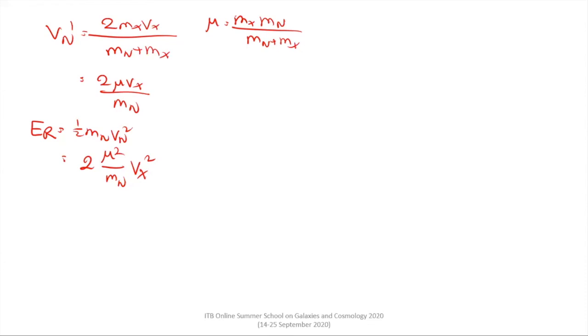Let's see, what's the typical recoil energy that we have? We plug in the value of v chi, the dark matter velocity, to be 10 to the minus 3 c. What's the typical value of mn, the nucleon mass? Well, it depends on the target. Let me just pick xenon as the target.